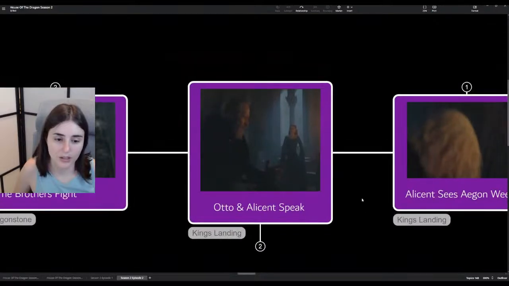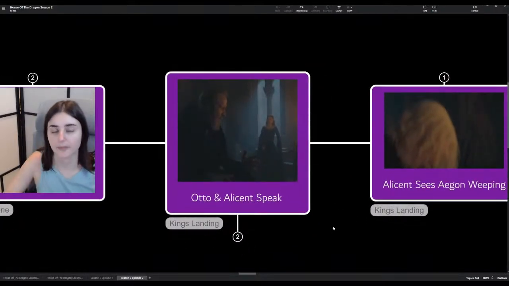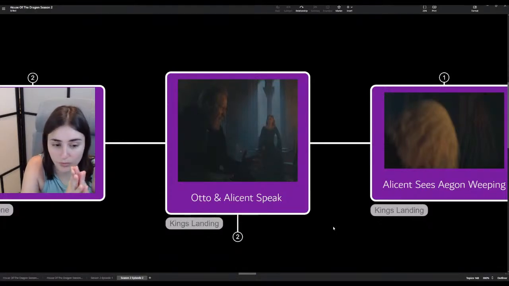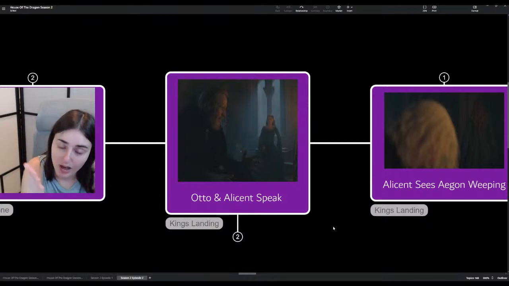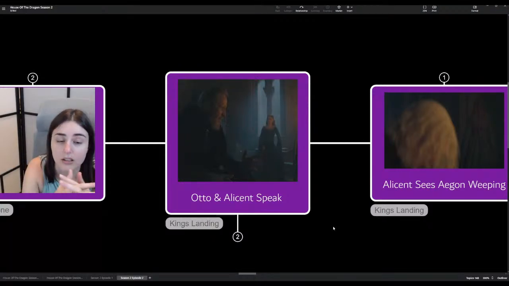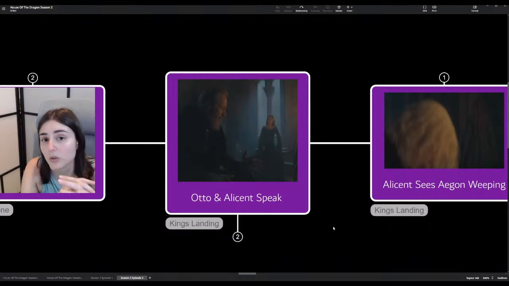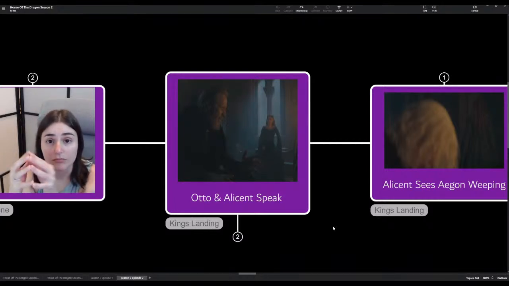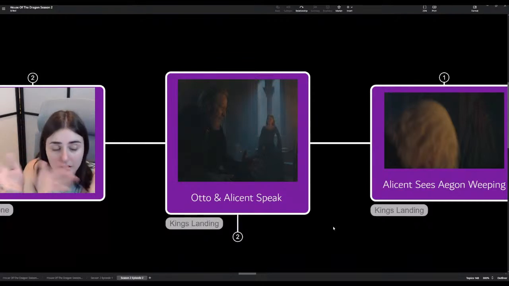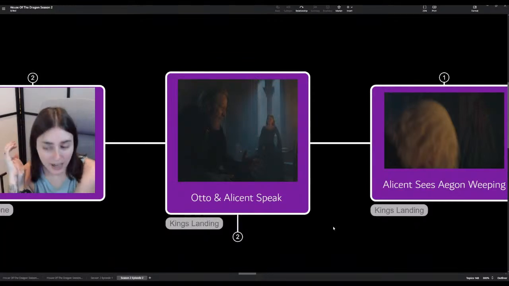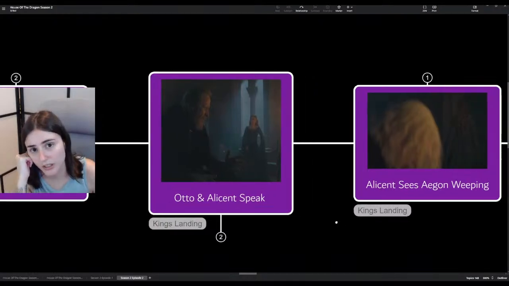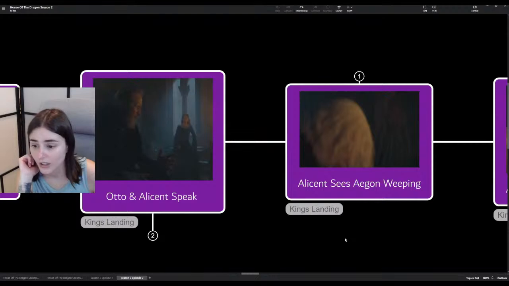Okay, then Otto and Alicent speak. They are talking about him leaving because he's no longer the Hand of the King, and where he's going to go. He was going to try to go to Old Town, but Alicent tries to convince him to go to Highgarden, so that he can rally the Rose people, because they're faltering apparently. For me, I think that might be because she doesn't trust her dad, but I'll get into that in more detail at a later stage.